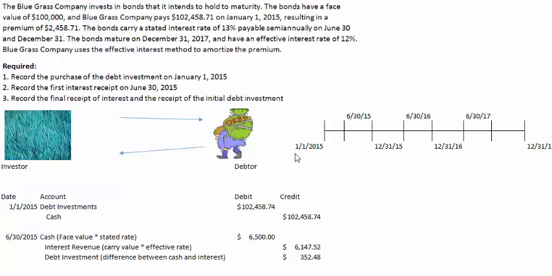So now we're going to fast forward ahead through all these payments, assume they were made on time and correctly accounted for from the investor's perspective. And now we are way out here, December 31st of 2017, and we're going to record that final receipt of interest and the receipt of the initial investment that we made, which is the $100,000 face value that they've agreed to repay us at maturity, which is now December 31st of 2017.